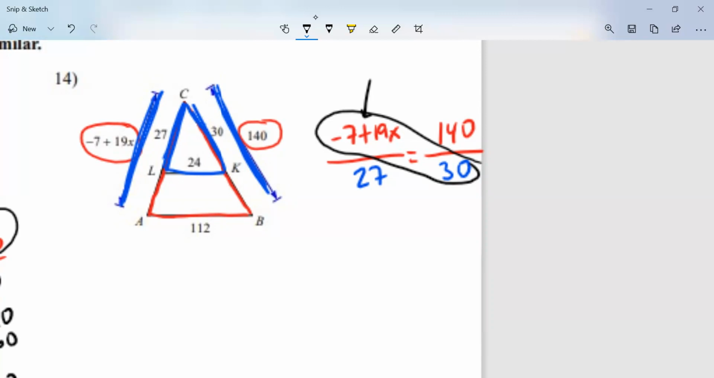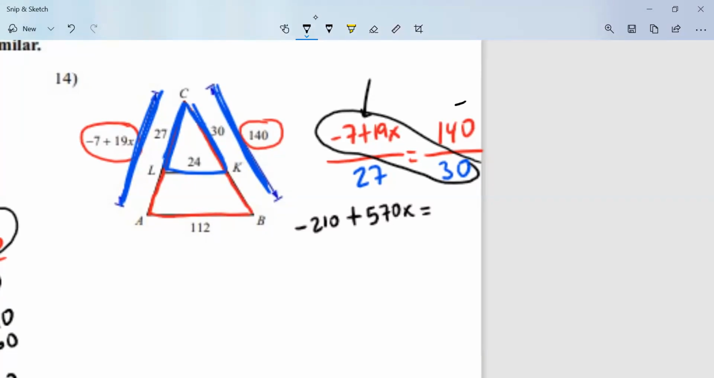30 times a negative 7, that gives me negative 210. And then plus. Now 30 times 19 is 570x. This is going to equal to, on this other side, I have to go 140 times 27. And that is 3,780. If it helps, draw a little line right there through the equal sign.